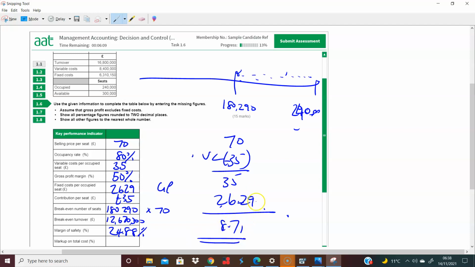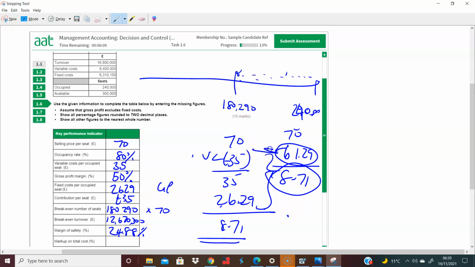Yes, and on your total cost, because it uses the term total cost, I know it's not just the variable cost. So that's 35 plus 26.29, and I have 61.29. So in a way, 70 minus this gives me £8.71. How much extra am I putting on the total cost to get to my 70 is what it's really asking. As a percentage of your total cost, what is your profit, if you think about it that way.